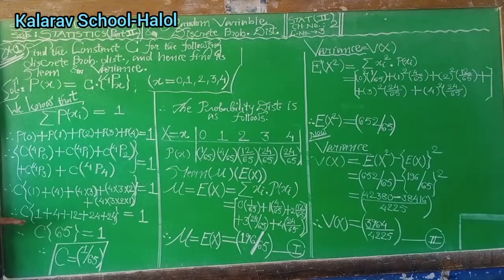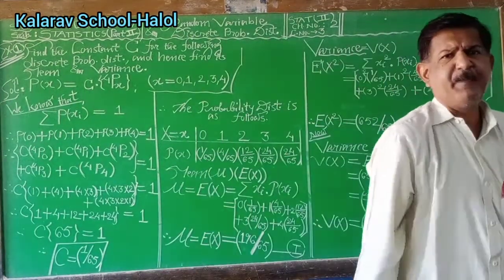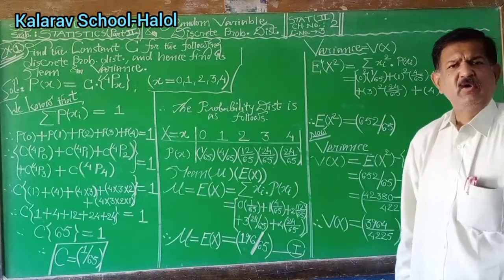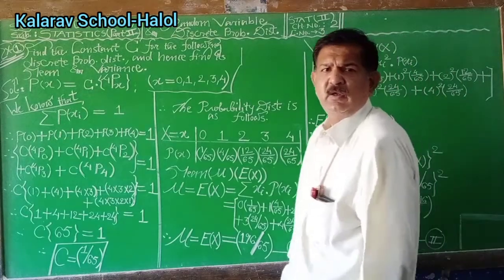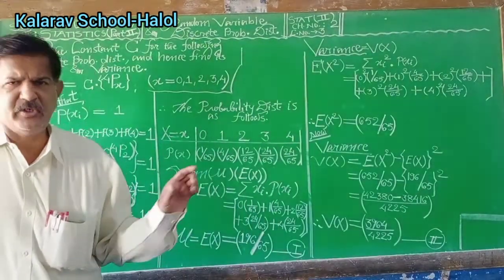These are the mean and variance of the discrete type of random variable, and next time onwards we are going to take actual examples of binomial probability distribution in this chapter.